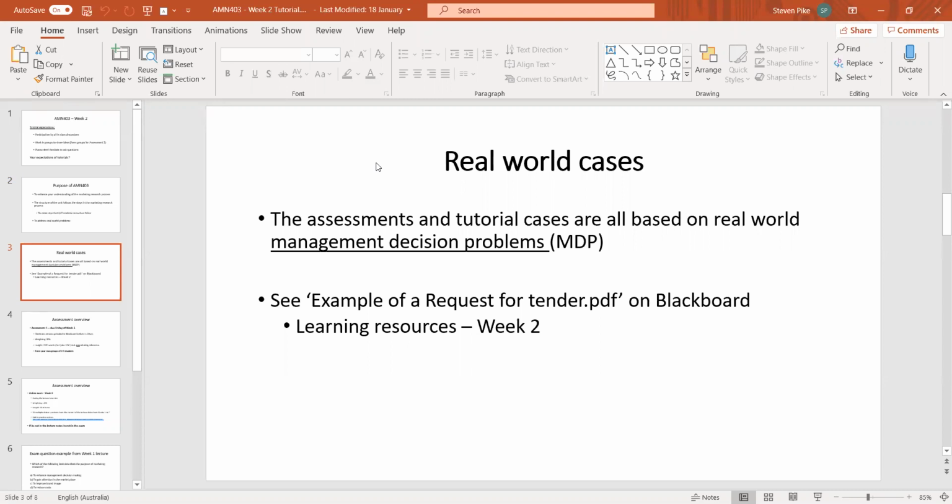I have uploaded to Blackboard under Learning Resources for week 2 an example of a real world request for tender, which is quite a lengthy document. And over time I've converted some of these documents into shorter case studies for you, because I don't want you to spend lots of time reading 50-page tender documents. I'd prefer you to have a 1 to 2 page case study and you spend your time focusing on addressing the assessment questions.